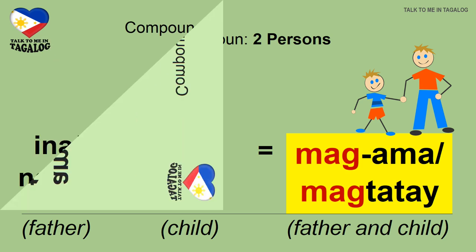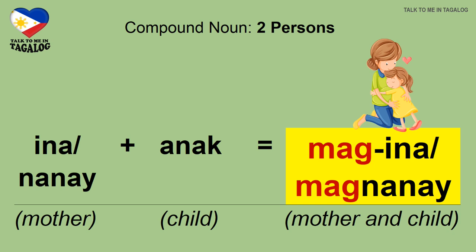Our next words are mag-ina and magnanay, meaning mother and child. Ina or nanay means mother. We call our mother nanay. Mag-ina or magnanay can be mother and son or mother and daughter.